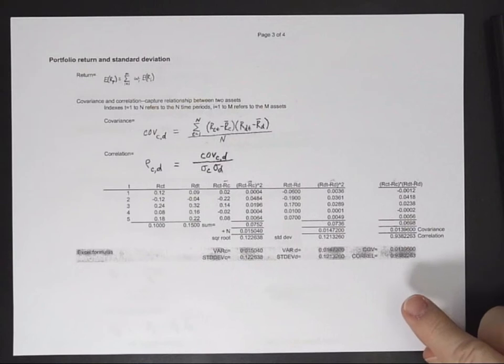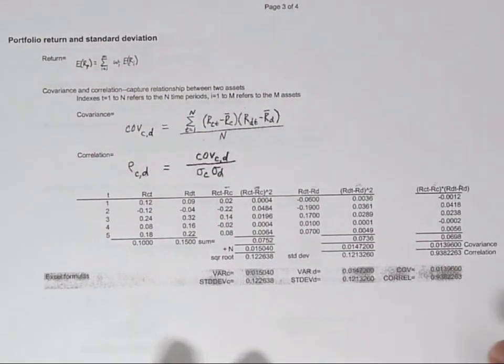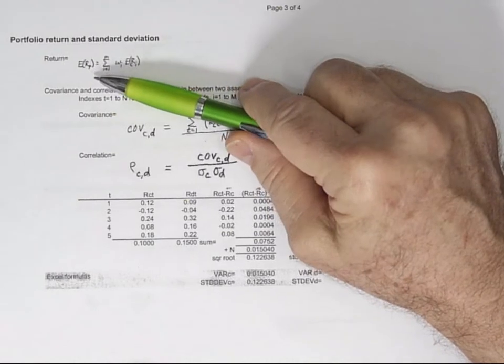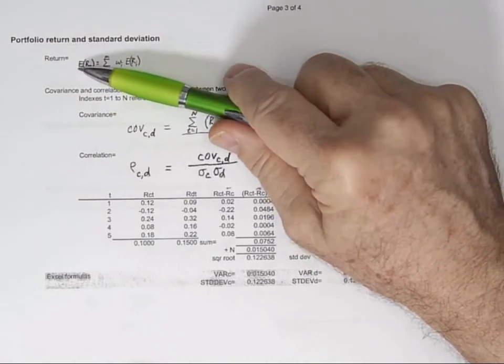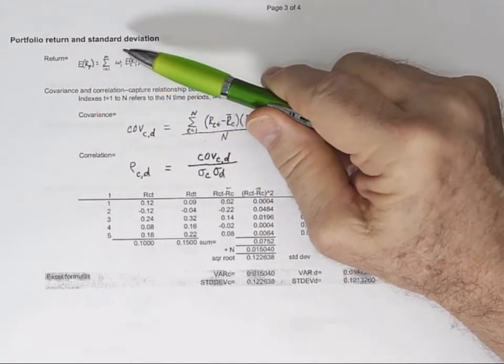Now this, let me zoom in a little bit, this goes to portfolios. So the idea here is we're putting two assets into a portfolio. And what we have here is another version of expected return. And this is expected return of a portfolio, the subscript P.